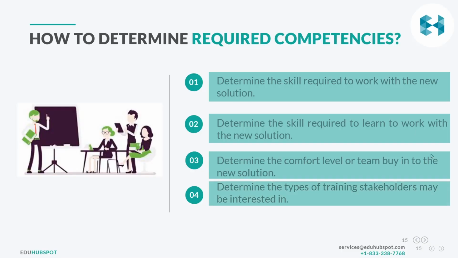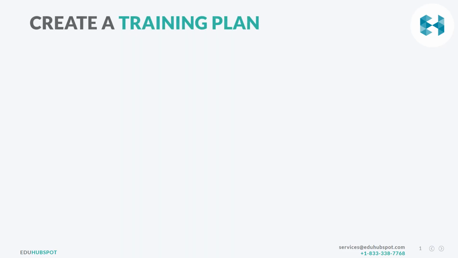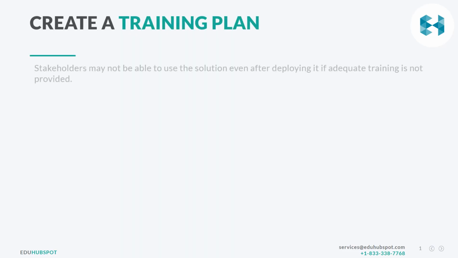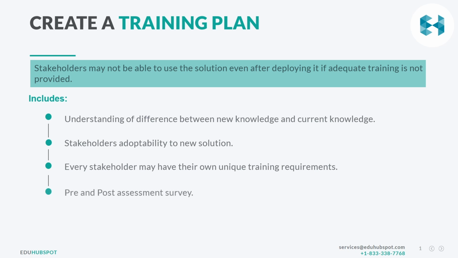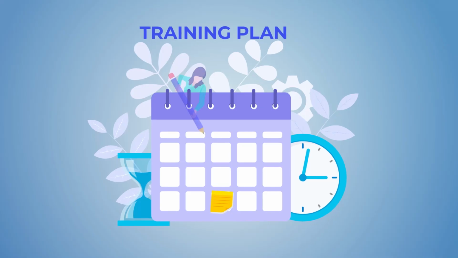Determine the type of training stakeholders may be interested in. You may be interested in self-paced learning or a live classroom, which is my top favorite. But again, everyone has their own needs. So the first thing you should do is create a training plan. Stakeholders may not be able to use the solution even after deploying it if adequate training is not provided. So first of all, have a training plan.